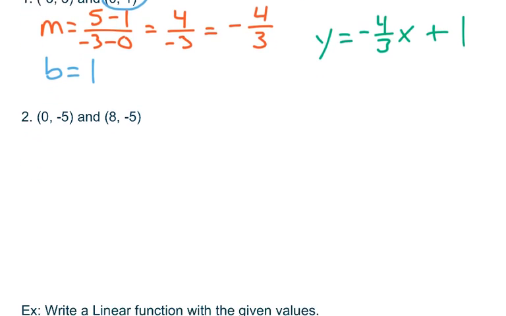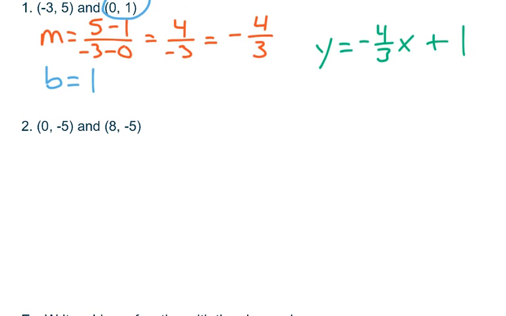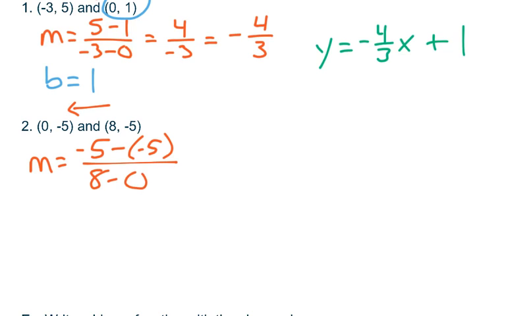Number 2, (0, -5) and (8, -5). Again, we need to find the slope first, so m equals, we'll go from right to left this time. So we got negative 5 minus negative 5 over 8 minus 0. 8 minus 0 on the bottom is 8. Negative 5 minus negative 5, we can think of that as negative 5 plus positive 5, which actually is going to be 0. And 0 on the top, 0 divided by anything is going to be 0. So my slope is 0.